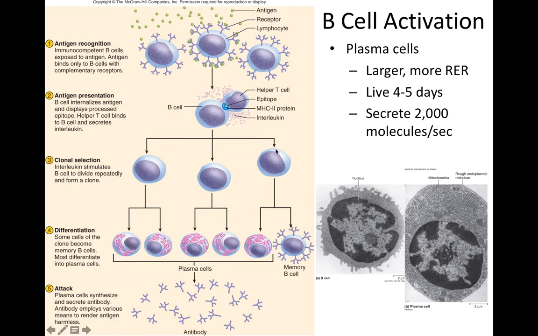Memory cells, because they are an exact clone of this cell, which got the okay from the helper T, are pre-authorized. The next time you see circle, you're going to respond much faster because you don't have to do this. You already got the helper T's okay. So let's look at this concept of memory.